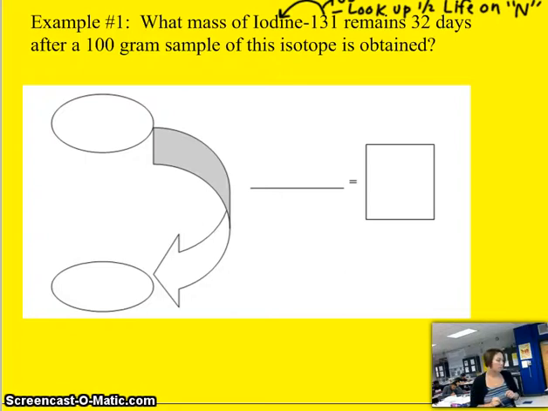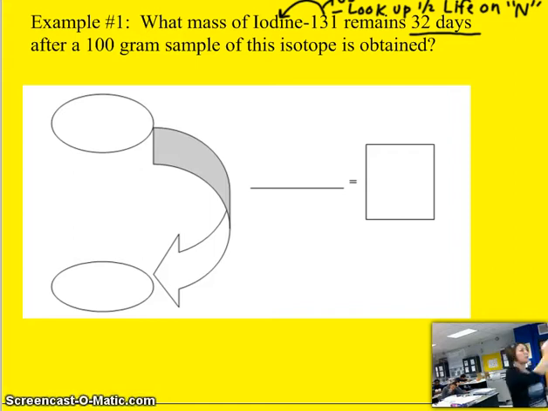Okay? So that's what we'll actually use that for. The next number you see is 32 days. 32 days, it's a time, so it's going to go either in my numerator or my denominator. If it is the time that has gone by, it goes on top. If it's the half-life of the isotope, it goes on bottom. So what mass remains 32 days after a sample is obtained?